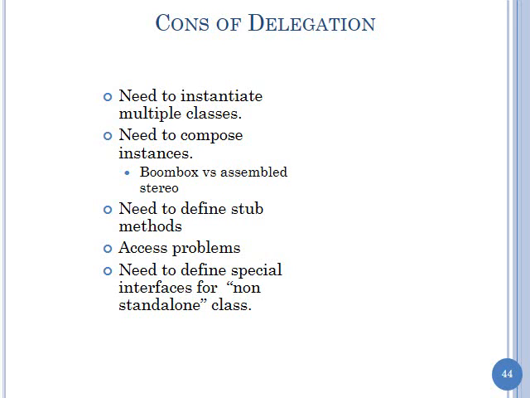You need to define stub methods for things that are being forwarded. You have access problems. And then you have a non-standalone class, like a collection, which didn't do anything on its own. It always called back. It just couldn't exist on its own without the reusing class. Then you have to define interfaces with it, and interfaces are a pain.